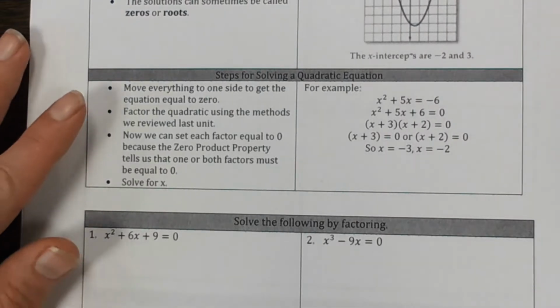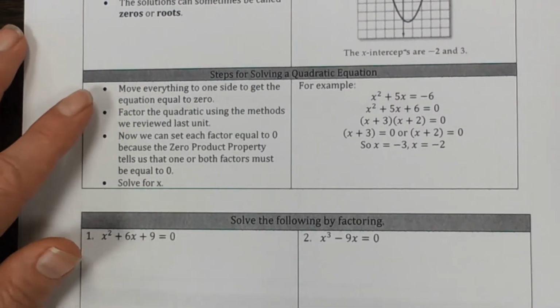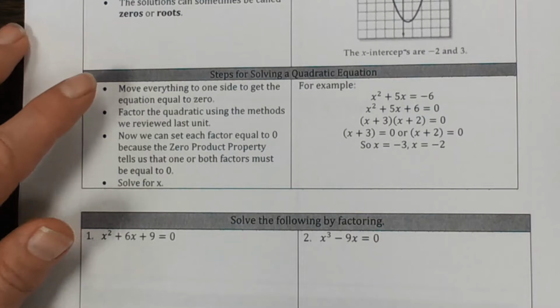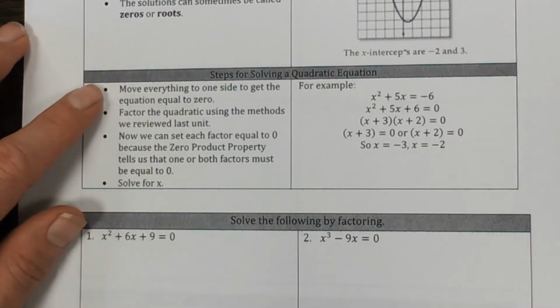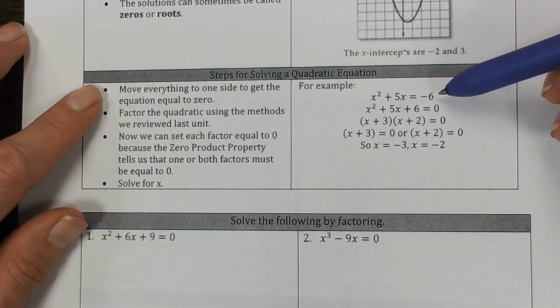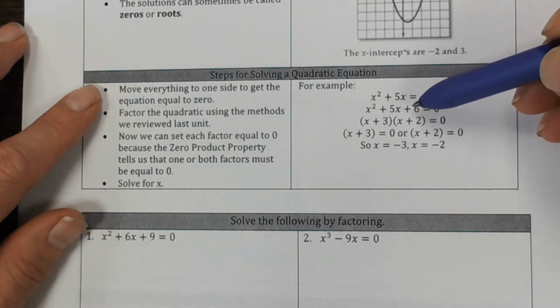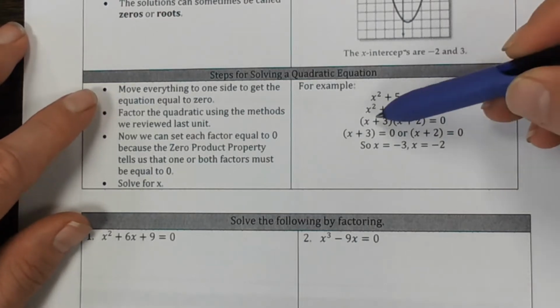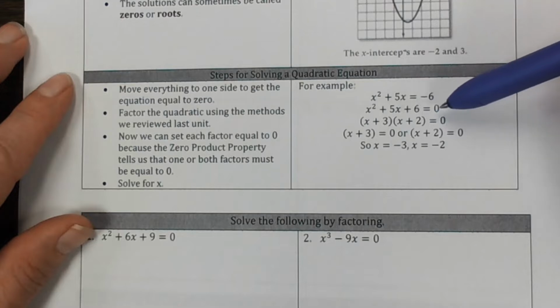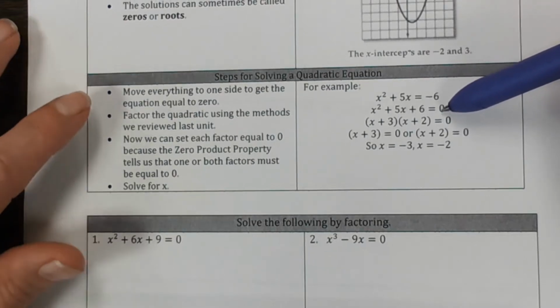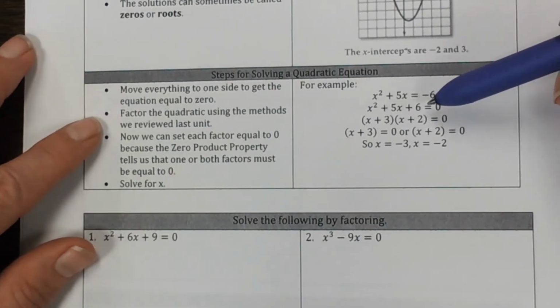So a couple things that you need to think about whenever you're solving a quadratic equation is that the first step we need to do is to make sure that everything is on one side of the equation equal to 0. So we look in our example over here, we have this -6 on the right-hand side. So we're going to add 6 to both sides to move that over so that then my quadratic equation is equal to 0. And then we're going to factor using our factoring methods.